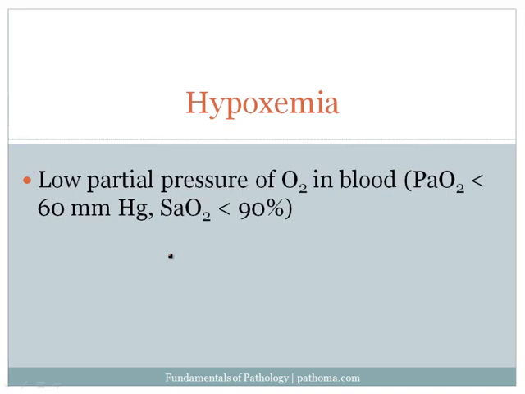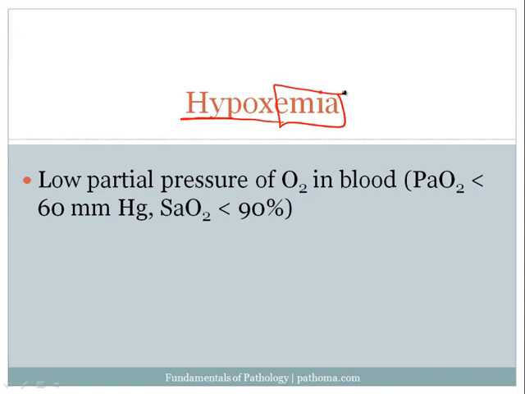The second cause of hypoxia is hypoxemia. Here we've got that same hypo and then oxygen, low oxygen, but emia means in the blood. So hypoxemia refers to a low partial pressure of oxygen within the blood. Very specifically, it would be defined as a PaO2 less than 60 millimeters of mercury, and that would usually translate to roughly an SaO2 of less than 90%.